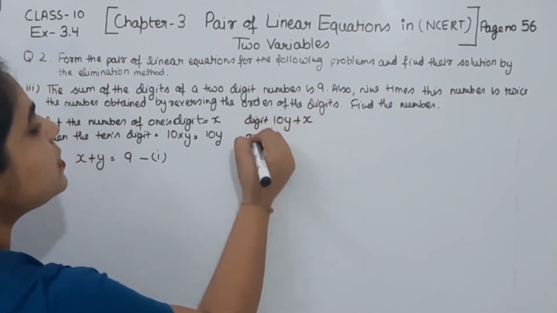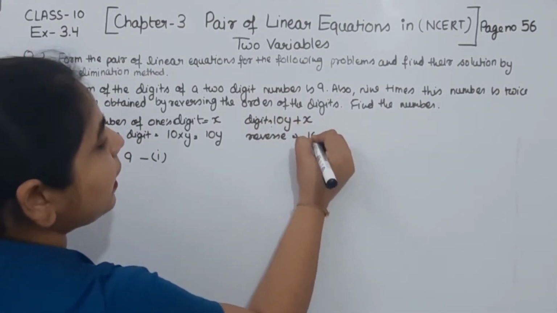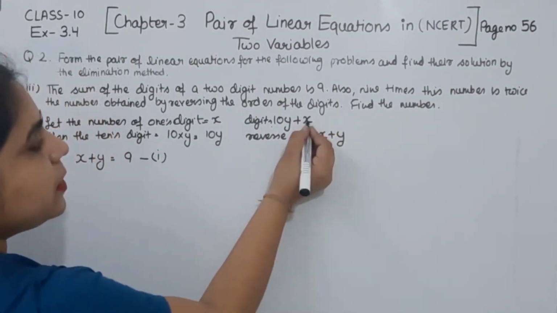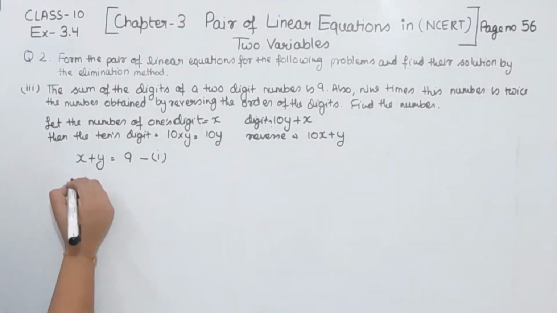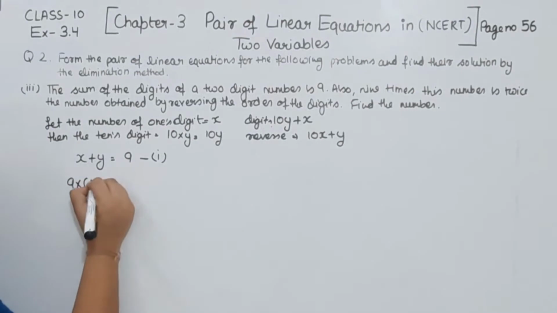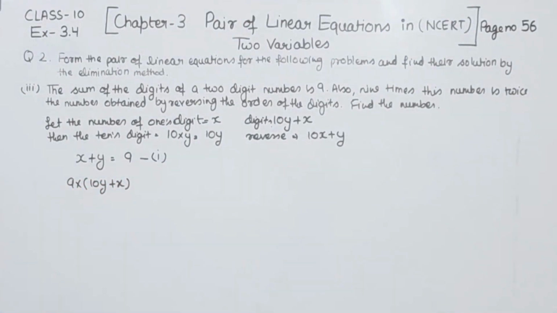Now we have to reverse this one. So if we reverse, then we'll have 10x plus y. This becomes the tens digit and this becomes the ones digit. Now this is the reverse we are having. Now we are told that 9 times this number, so 9 multiplied by the number 10y plus x, is obtained by reversing the order of the digit.